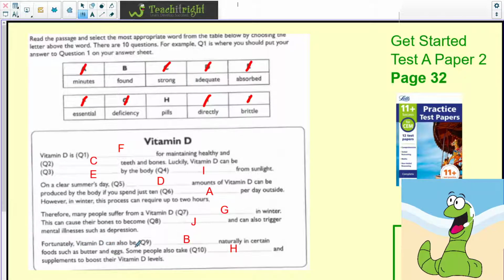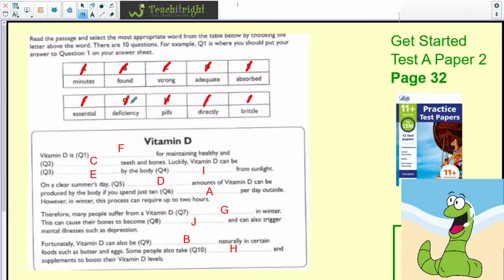Fortunately, vitamin D can also be something naturally in certain foods such as butter and eggs. So B is found naturally in certain foods such as butter and eggs. Some people also take something and supplements to boost their vitamin D levels, and the word there is pills. So we've used all of the words. There's no words that are superfluous. We've added them all in, and you can see that once we've used them, we wouldn't use them again in the passage, which I think is important to mention.